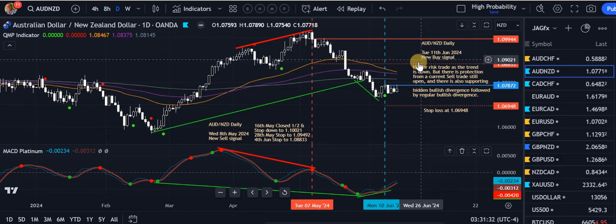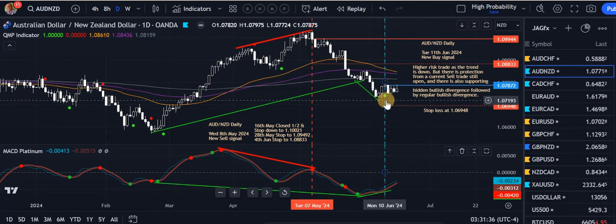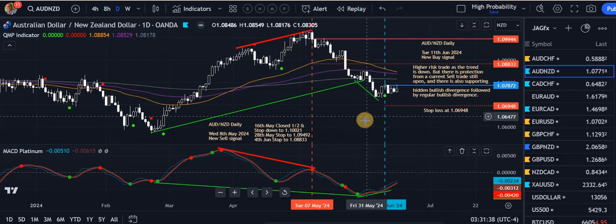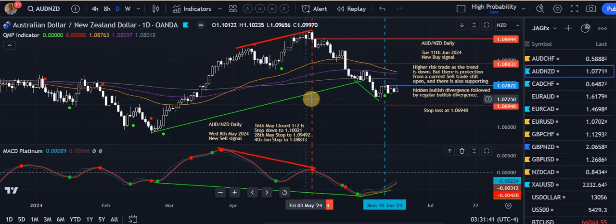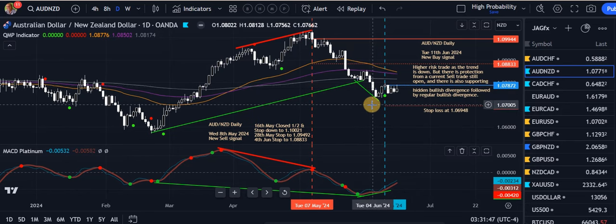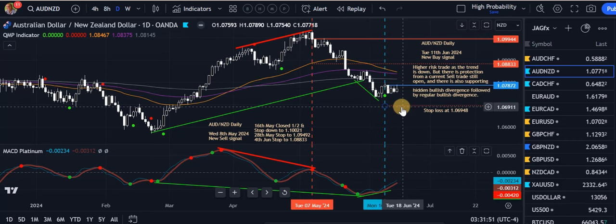Taking a buy here on the 11th of June. There's my notes, high risk trade. It's just gone sideways, absolutely sideways. We initially had hidden bullish divergence followed by regular bullish divergence there. So it's our 1, 2 and divergences. And we're just sitting in no man's land at the moment. The stop for the buys is down here and the sell we can't lose on.